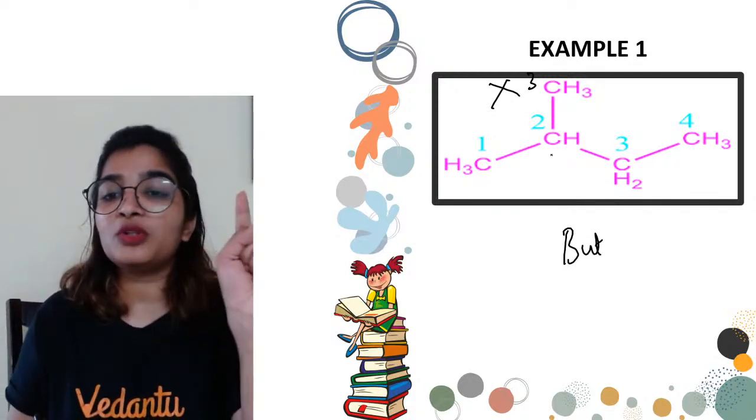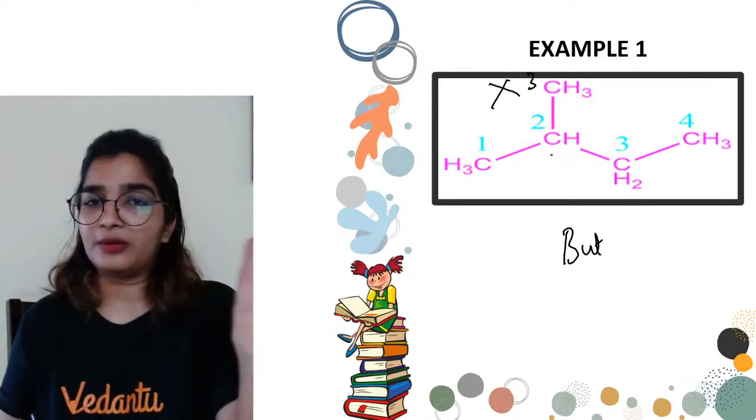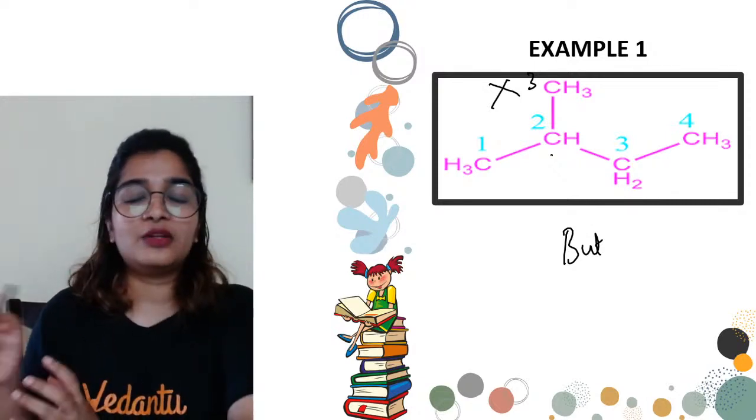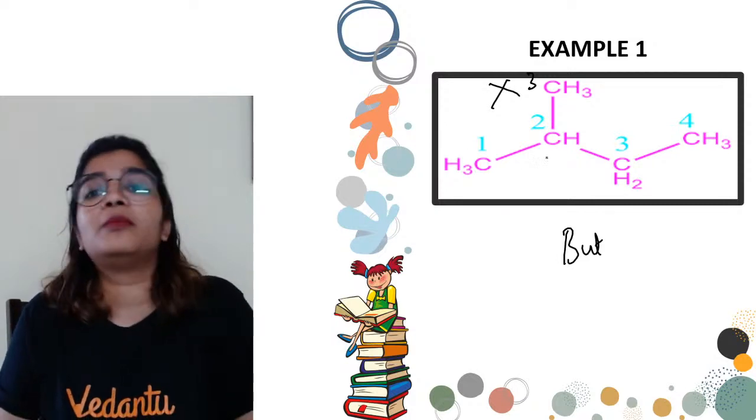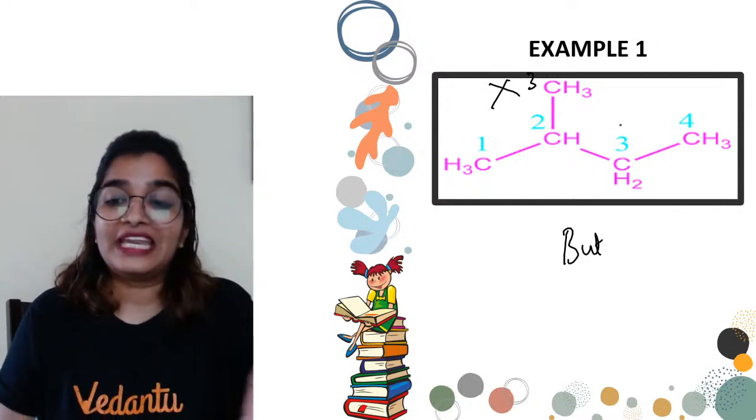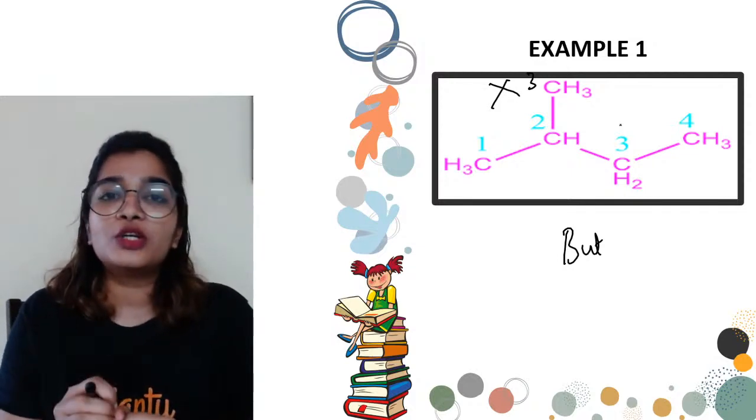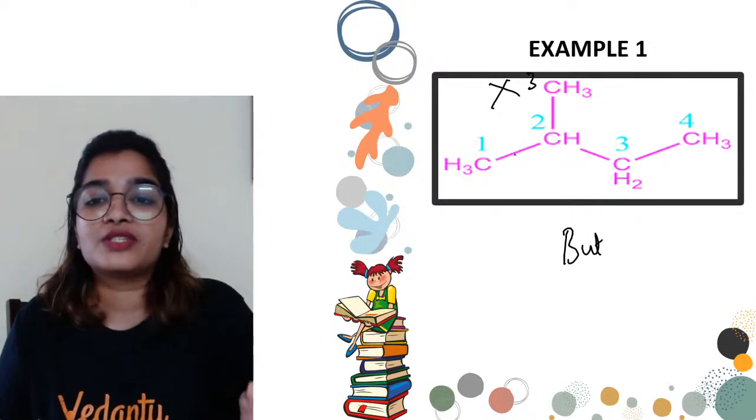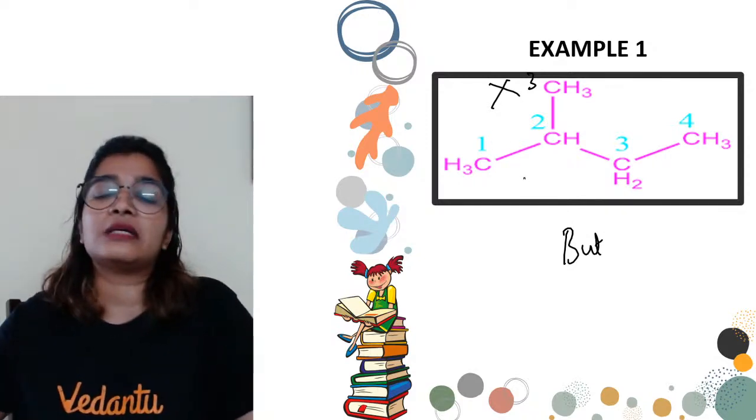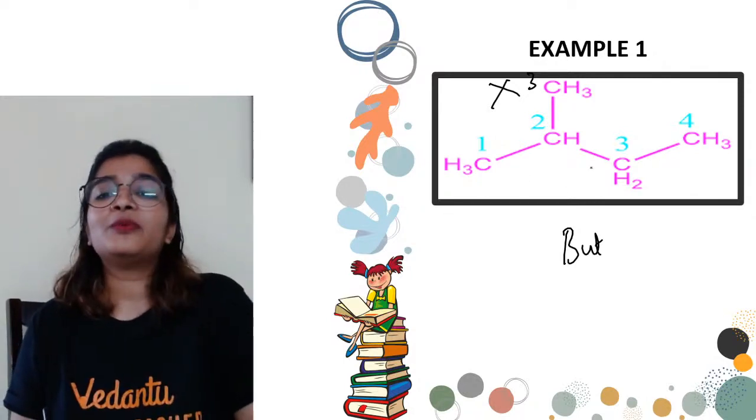But one more thing is, if you find a functional group, or a double bond or triple bond between carbon atoms, make sure to include them in the carbon chain. Even if it is not the longest possible chain, those functional groups and the double bond, triple bond must be included in the chain. It cannot be taken as a substituent or as an alkyl group. So the root word will be but.